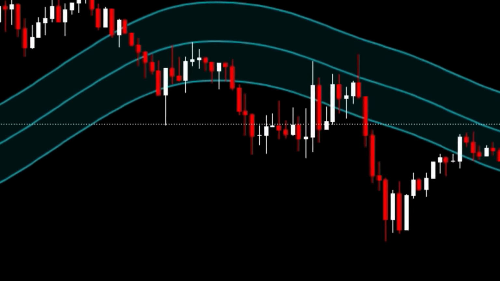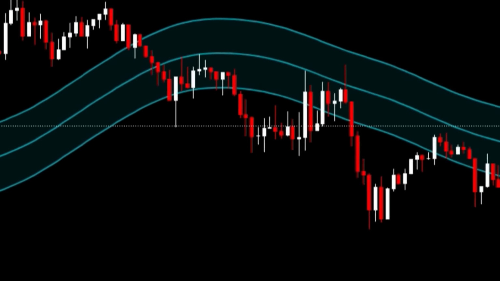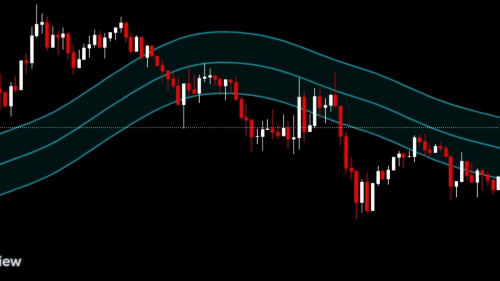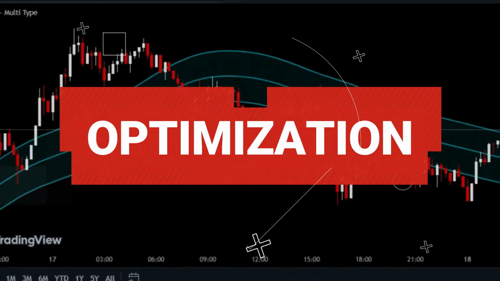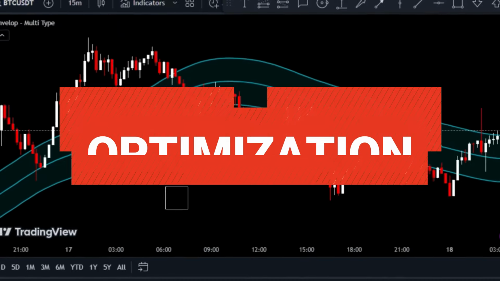Perfect. Now you've successfully added the Envelope Multi-Type indicator to your chart. Next, let's personalize the settings to suit your individual trading approach. These adjustments will make the indicator work best for you.